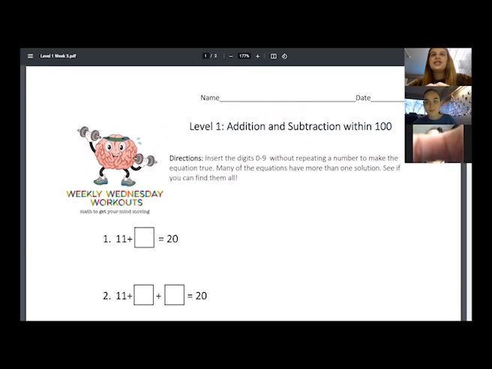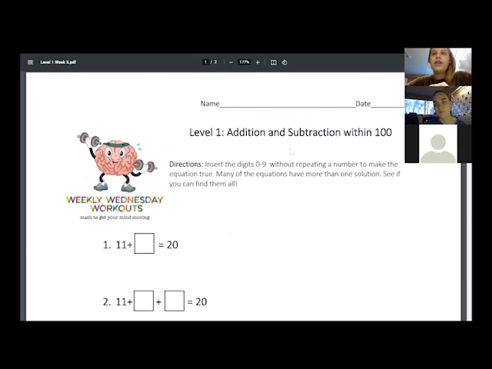Okay, so let me pull out my annotation tools here. Our directions say that we need to insert the digits 0 through 9 without repeating a number to make the equation true. Many of these have more than one solution, so we're not all going to get the same answer every time. So let's look at number 1.